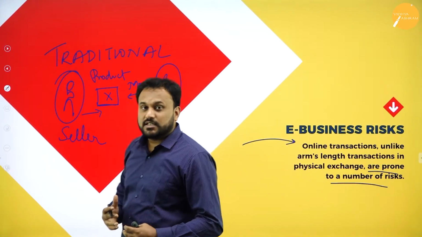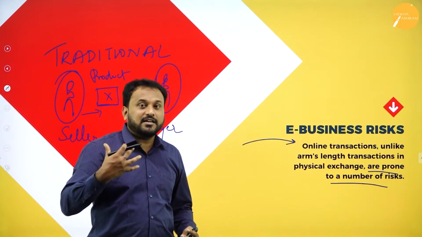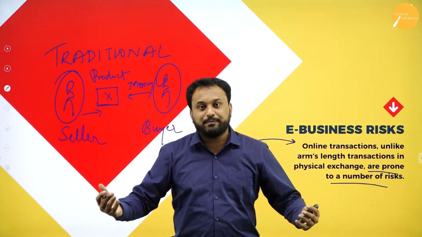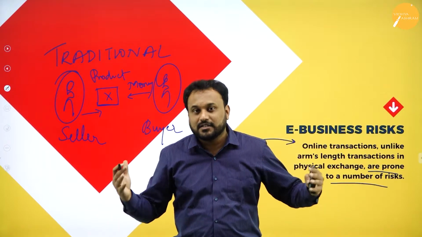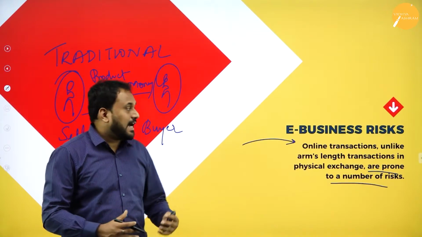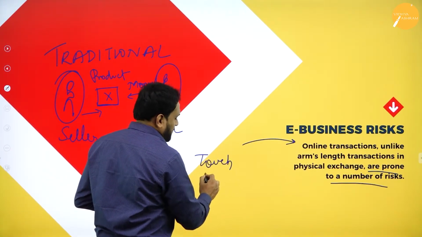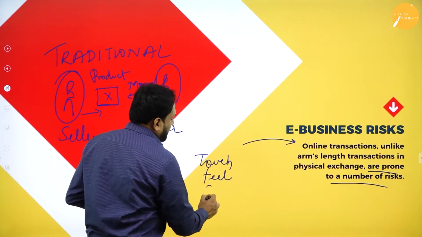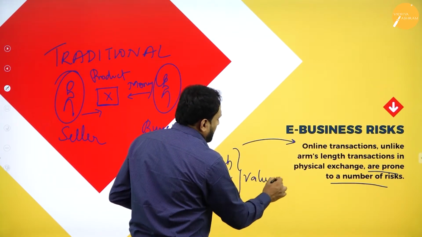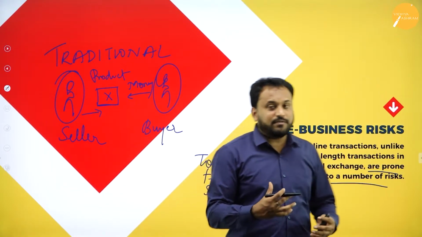But go with this, an online transaction. E-business is happening. When will the seller sell it? When will the buyer buy it? Now, in between whatever happens, will they meet? That is a question, right? Traditional business has a benefit: I can touch, I can feel, I can see the real product. Touch, feel, see, and then I'll go with my value. And you can bargain. A commerce student should always remember this.